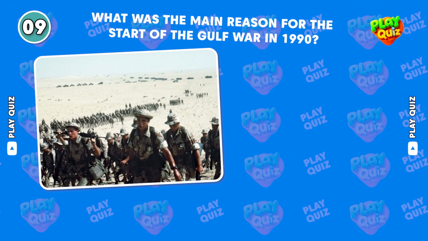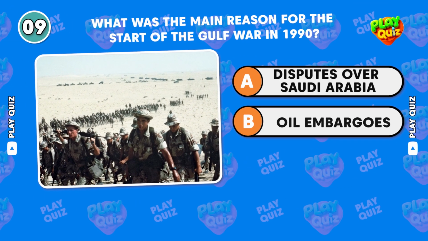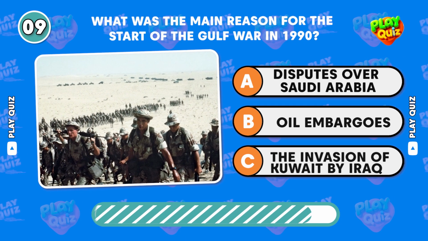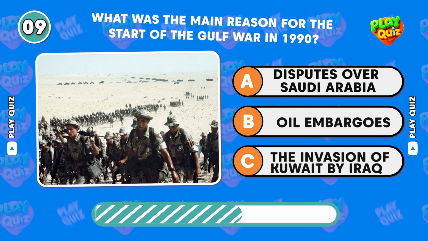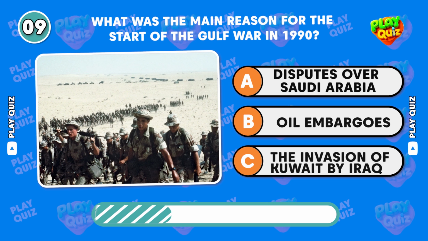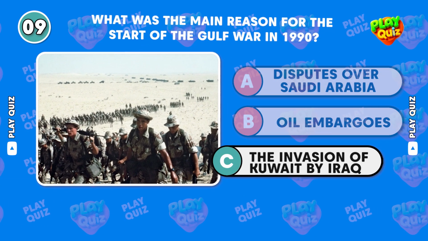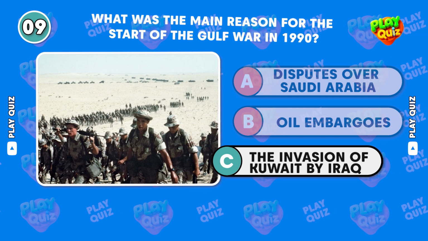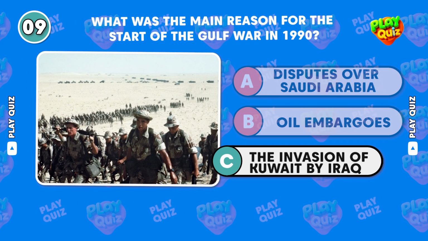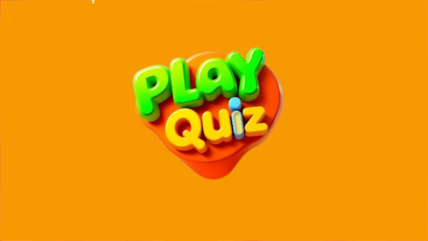9. What was the main reason for the start of the Gulf War in 1990? Correct answer, the invasion of Kuwait by Iraq. Iraq's invasion of Kuwait prompted a coalition-led response in Operation Desert Storm.